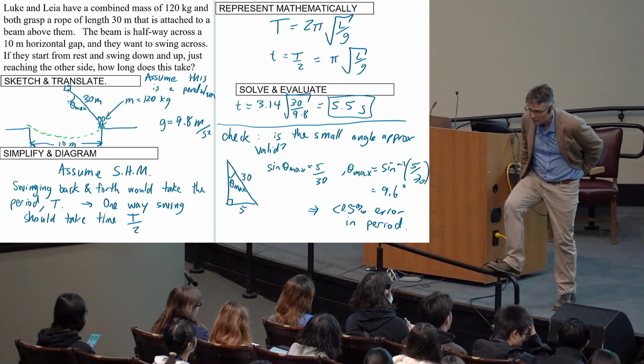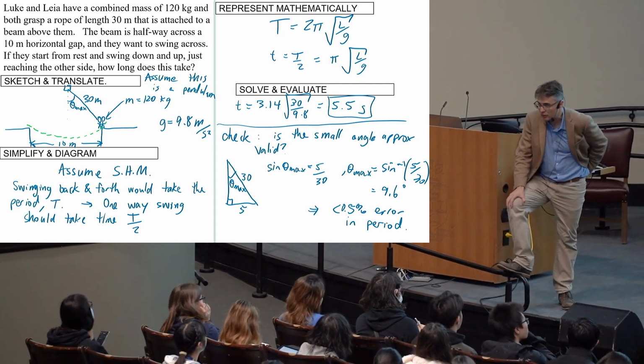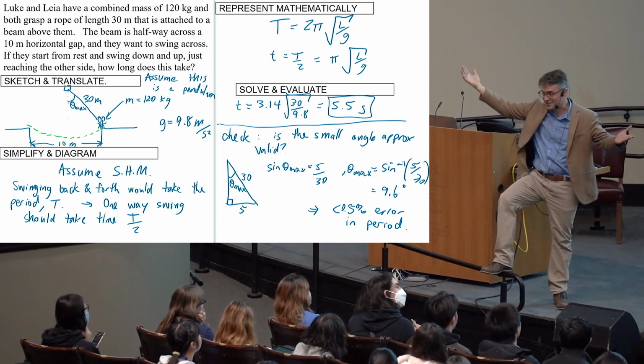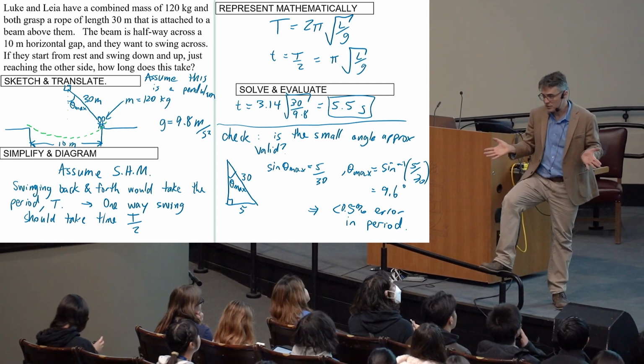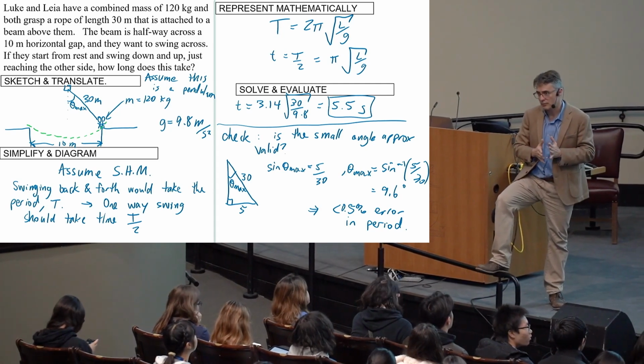What if the small angle approximation doesn't work? Then you're out of luck. That's a great question. What if the pendulum's swinging more than 10 degrees? Then you can't use simple harmonic motion because it's not simple harmonic motion, and you would have to solve it in a different way.